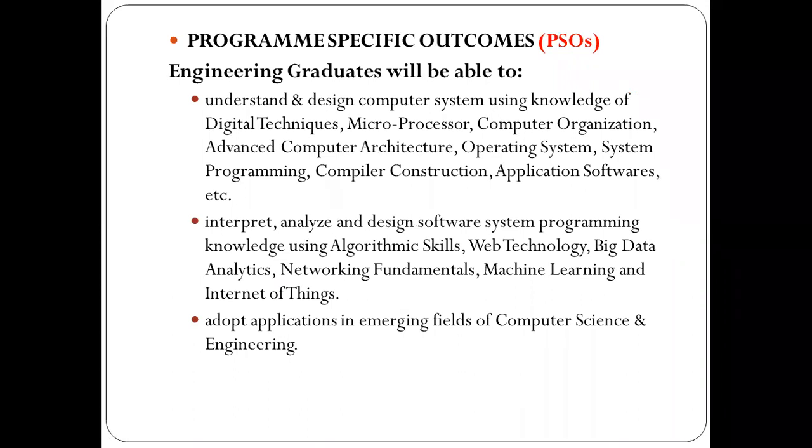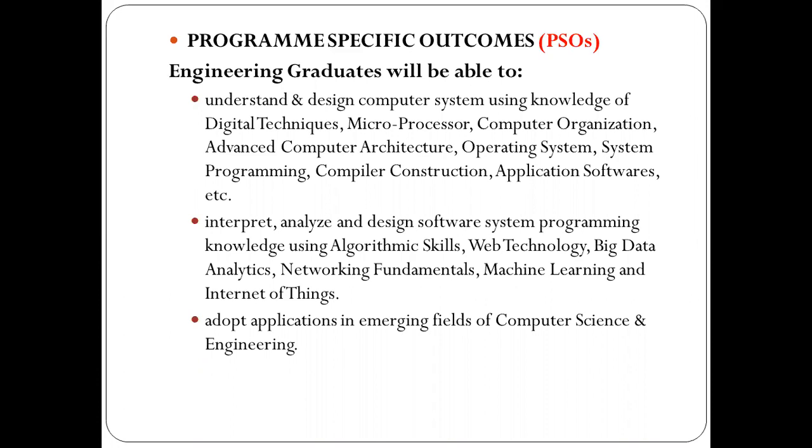So you need to understand the first outcome that is expected: understand and design the computer system using the knowledge of whatever subjects you are going to study here. So all these subjects will be considered here, right? Here we have not mentioned data structure, but data structure is also there. Knowledge of all the subjects, whatever subjects you are studying up to the last year, right?